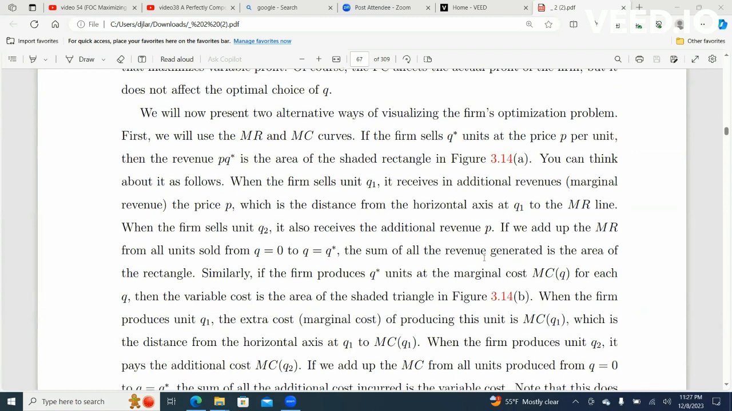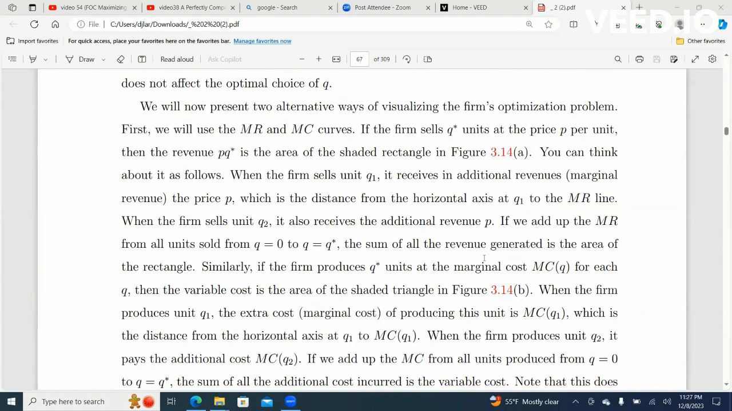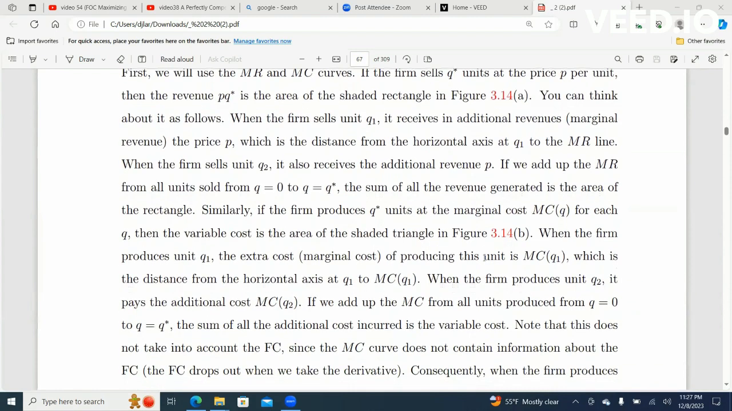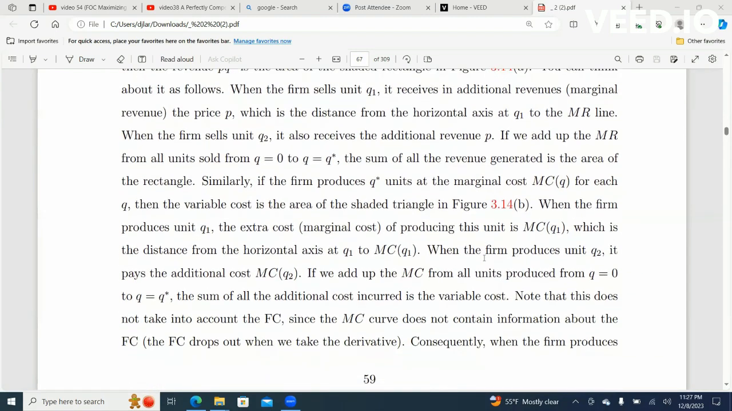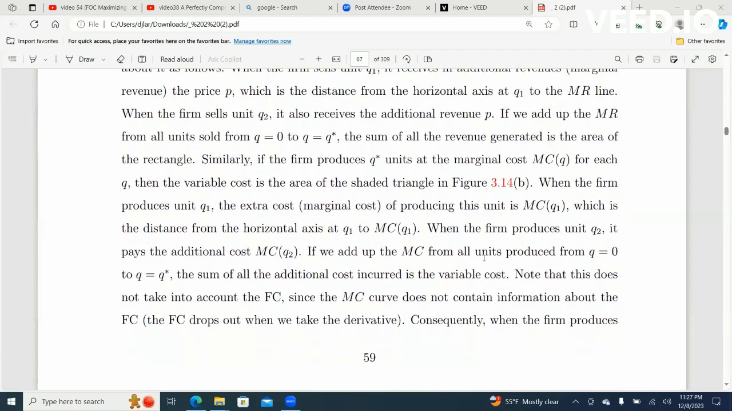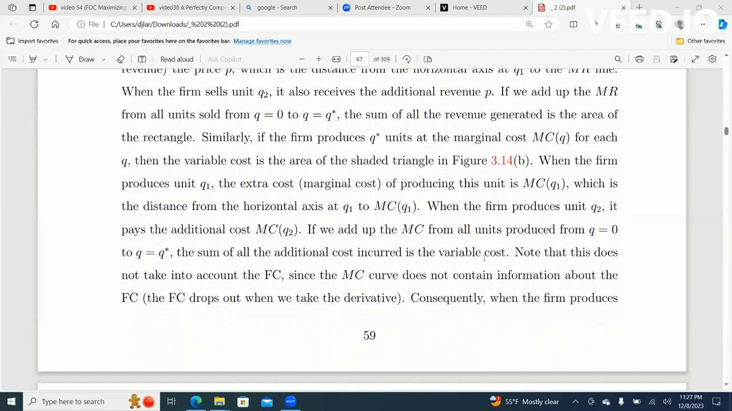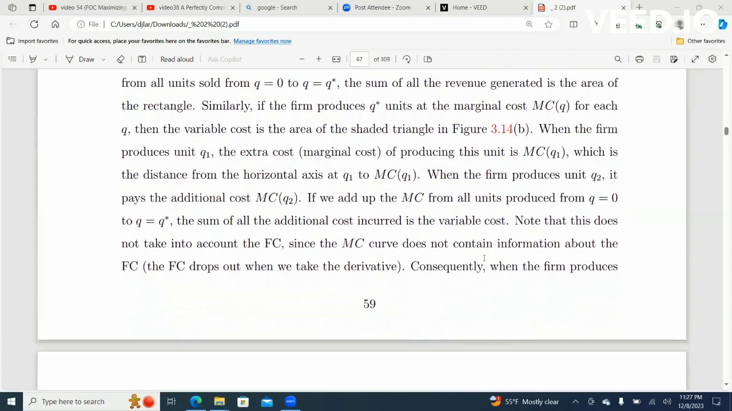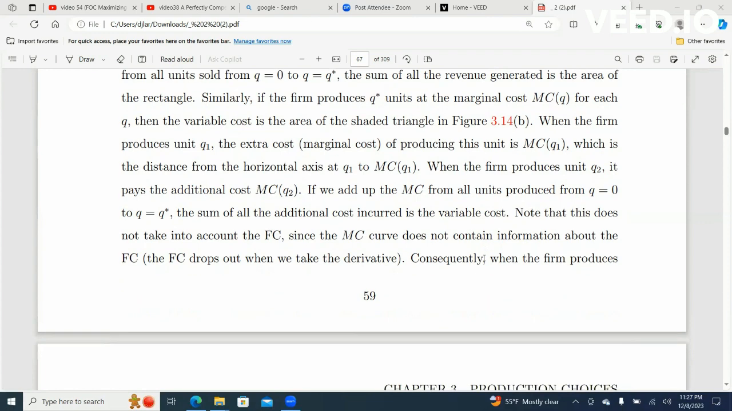When the firm sells unit Q1, it receives an additional revenue, marginal revenue, the price P, which is the distance from the horizontal axis. They're just describing that graph right there. So from Q equals 0 to Q equals Q star, it's going to be the entire shaded thing there. The sum of all the revenue generated is the area of the rectangle.